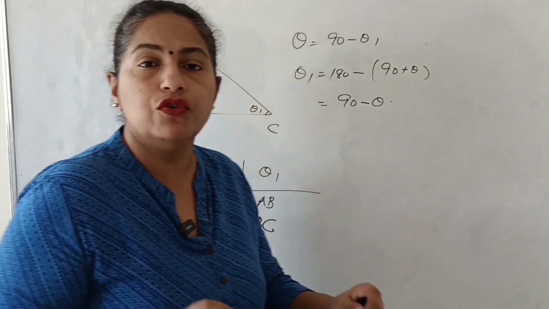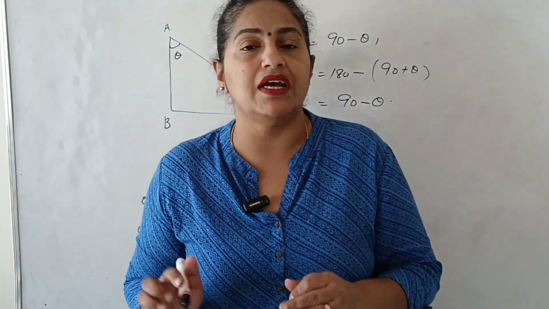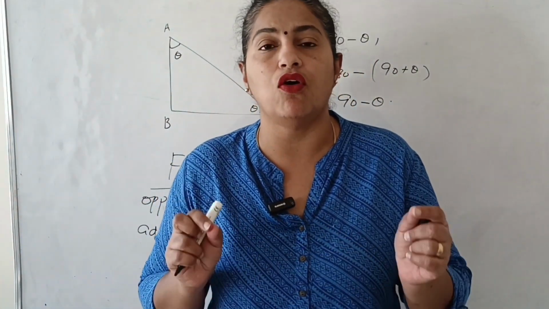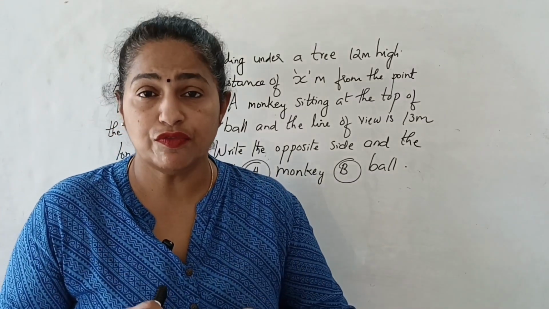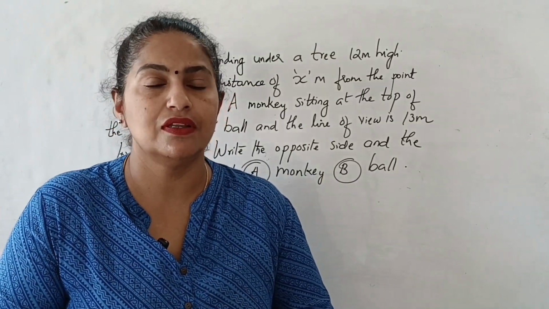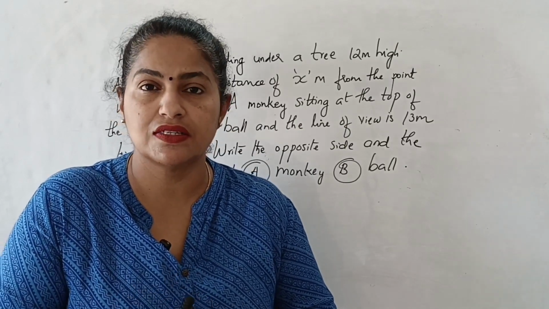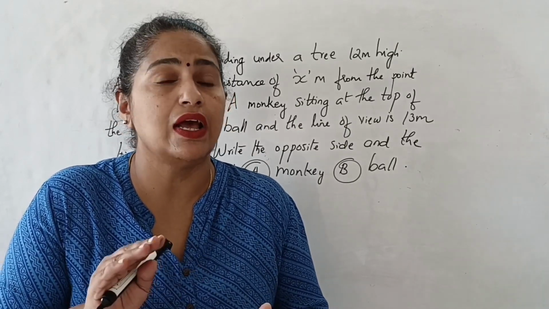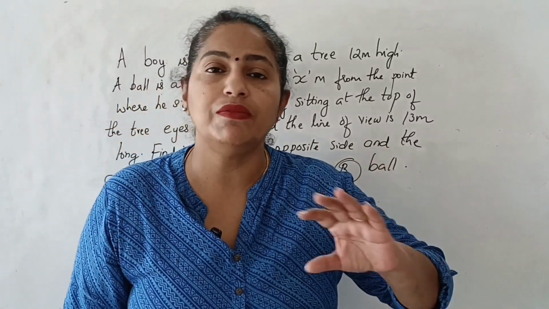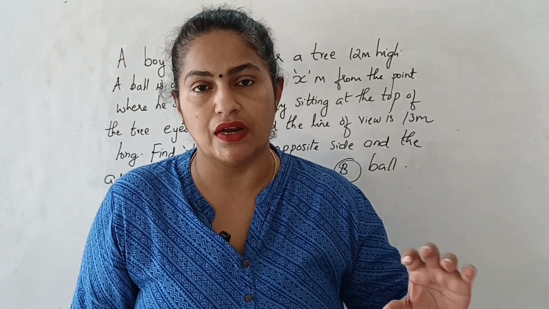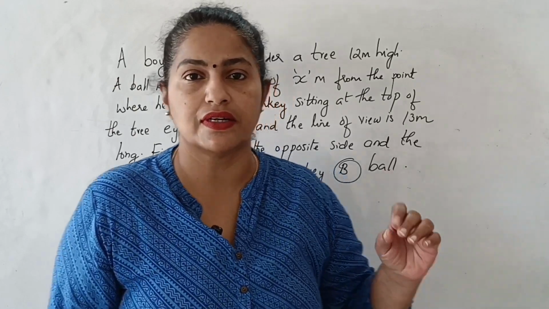Clear? Now you know how to write down the opposite side and the adjacent side of the angles of a triangle. This is our first sum in this particular chapter. This is just to make you understand the concept of adjacent side, opposite side, and how to transform an application problem into a normal right angle triangle. Very basic. Let us get started.